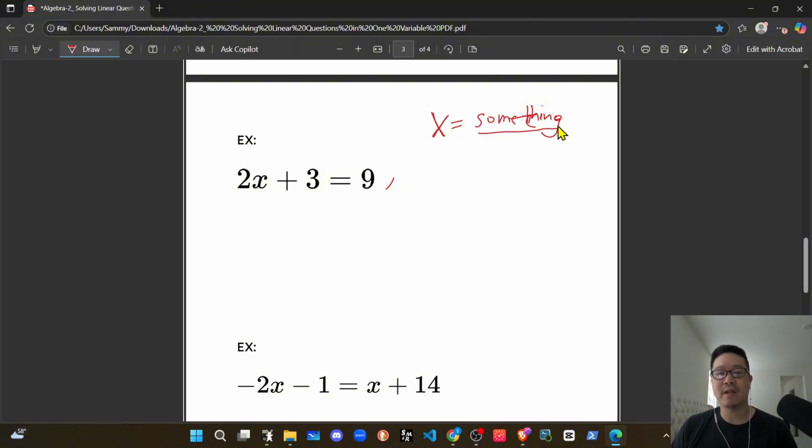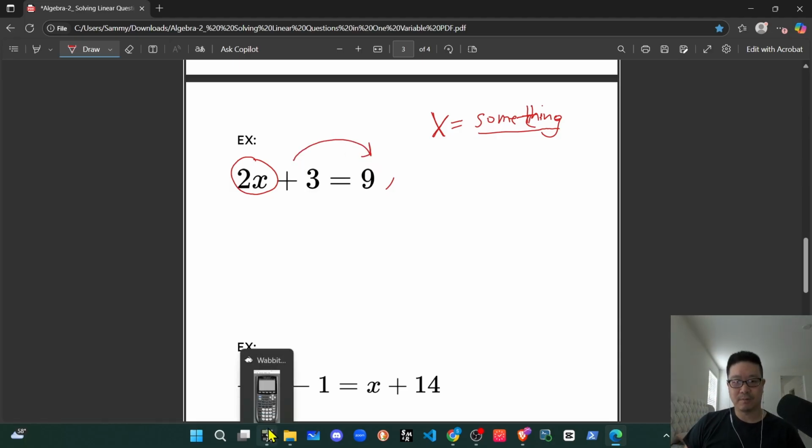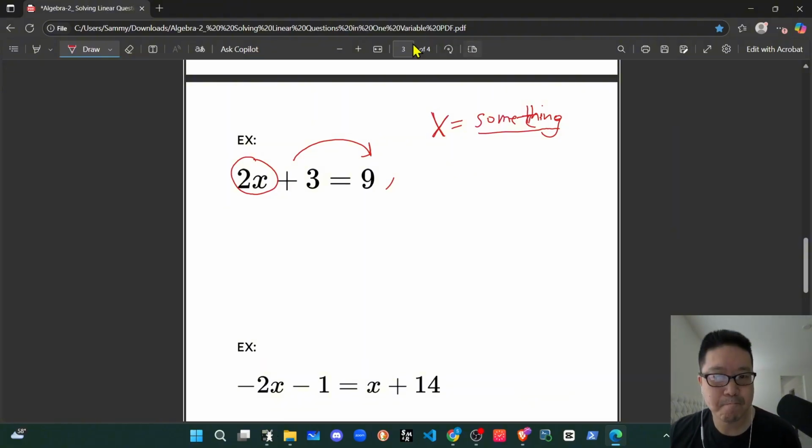In order to do that, you want to isolate the x variable, and you want to move everything else to the other side. So we want to move this plus 3 to the other side of the equation. Okay? So let me erase this real quick.